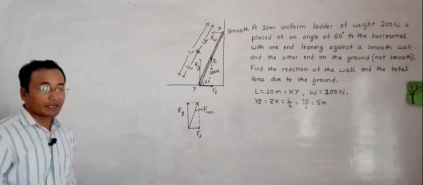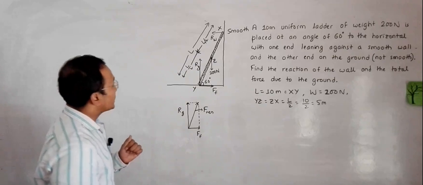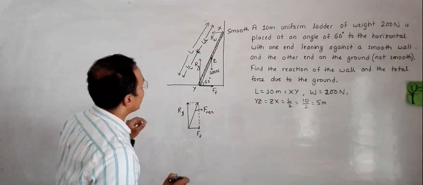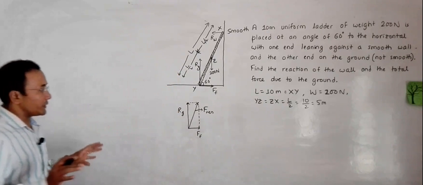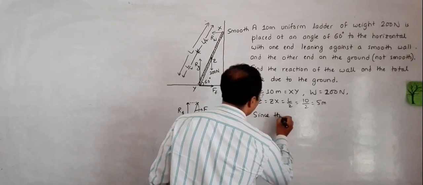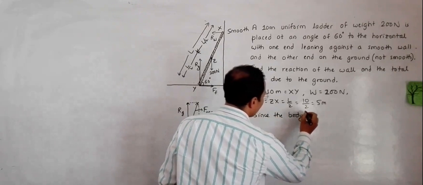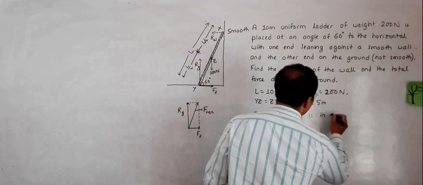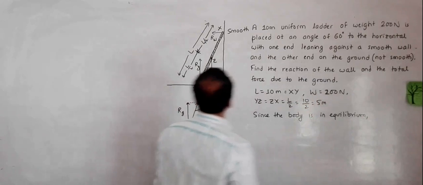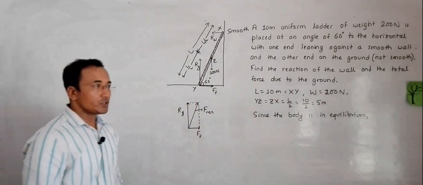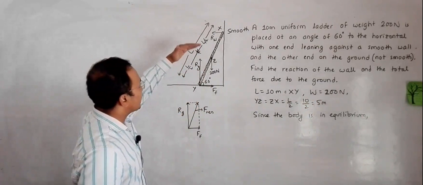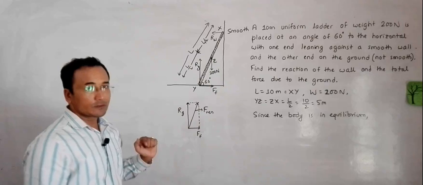So let's do the mathematics here. First, since the body is in equilibrium, the whole thing is about equilibrium. So we must have the total upward force on the body equal to the total downward force.